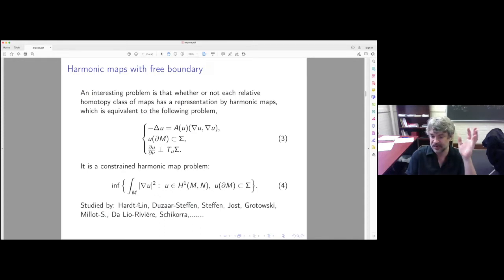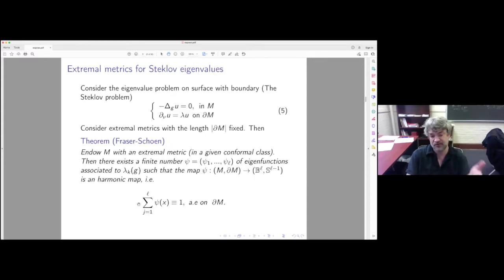There are many results, and one of the instances where this type of object appears is when you try to understand extremal metrics on a closed manifold, not for the Laplace-Beltrami, but for the Steklov problem.